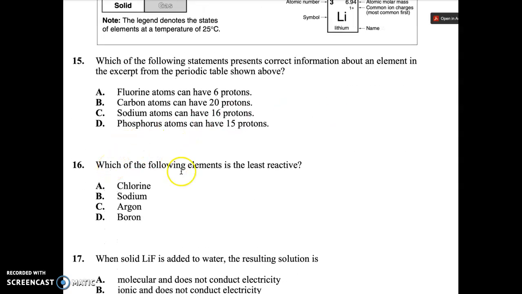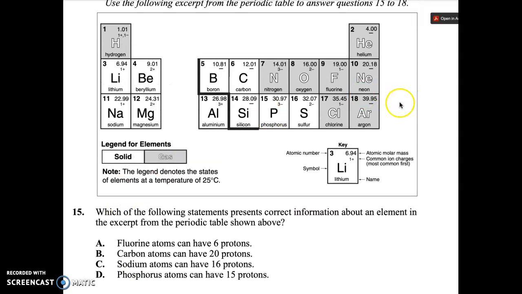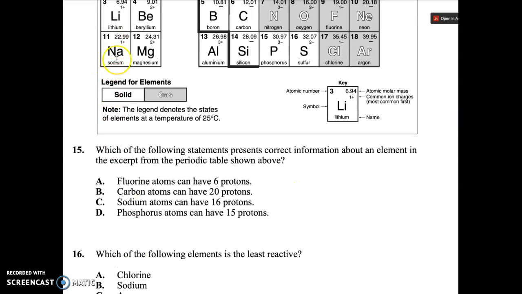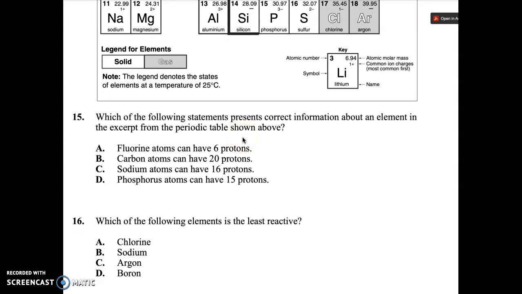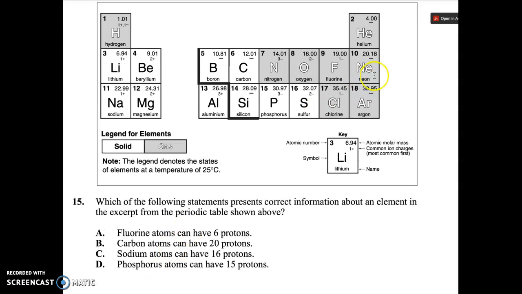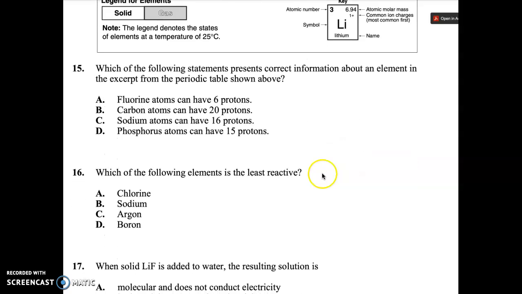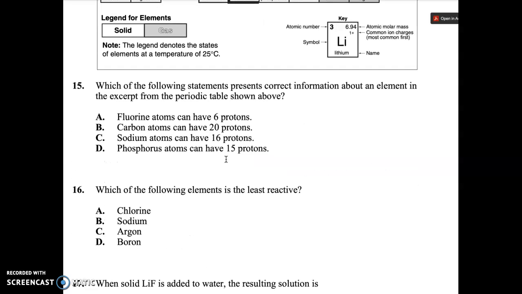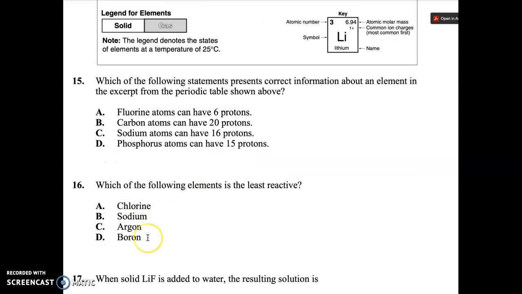Which one on this list is the least reactive? We know noble gases don't react, so let's see if any of them are noble gases. Chlorine, nope, halogen. Sodium, nope, alkali metal, those both react a lot. Argon, noble gas, there we go, non-reactive. And then boron, around here, metalloid. So let's go with argon.